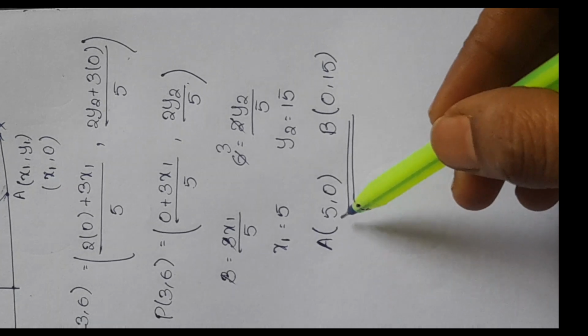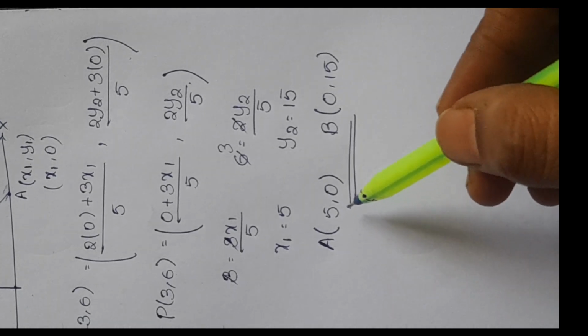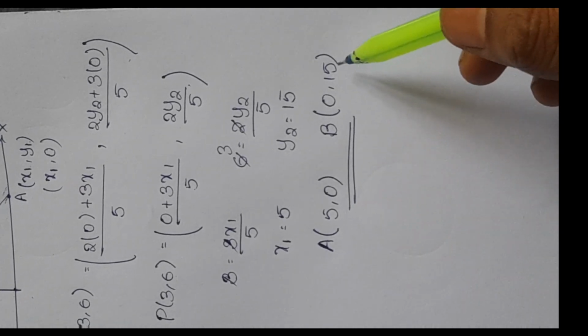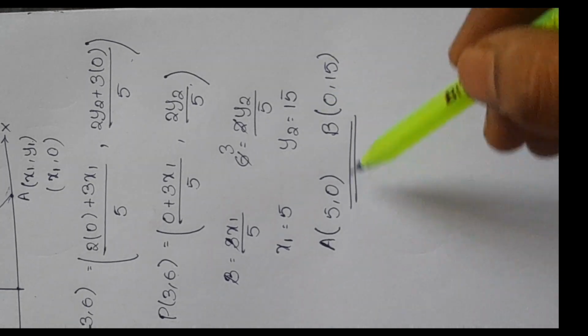But in the textbook, the answers are given as A is (15/2, 0) and B is (0, 10). But this is the correct answer according to the question.